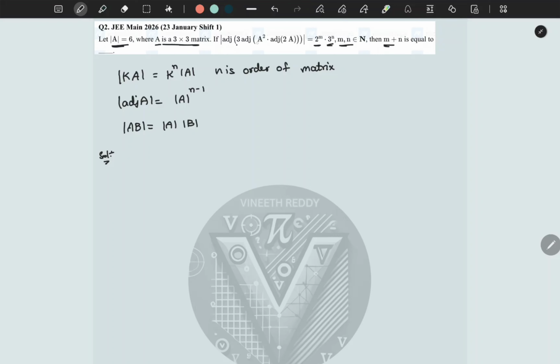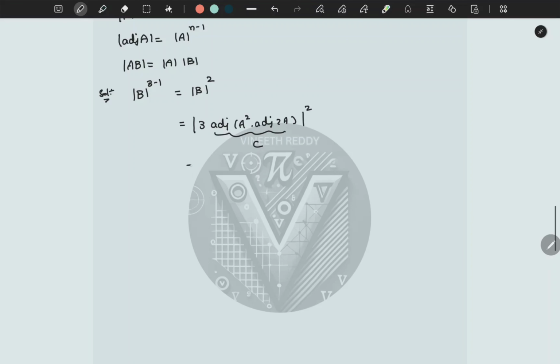So here we have determinant of this part. Let me say this is B. So what can we write? Determinant of adjoint B will be determinant of B whole to the power n minus 1. So what is n here? 3 minus 1. So we can write this as determinant of B whole square. And what is B as such? It is 3 times adjoint of A square into adjoint of 2A. Now let me write this as C. Here we have a square, don't forget that. So we can write this as determinant of 3C whole square.